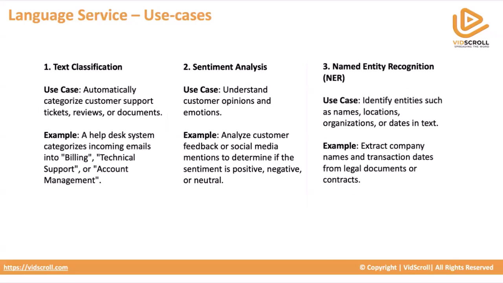The next is named entity recognition. It identifies entities such as names, locations, organizations, or dates in the text. Like, you are getting emails. From the email, you want to recognize which company the email came from and what the transaction date is, or you can say from which vendor and on which date. Or you can extract company name and transaction date from legal documents or contracts.